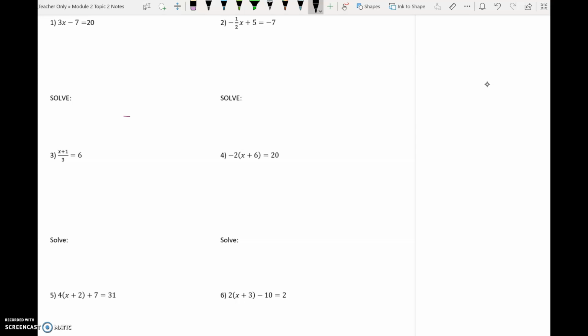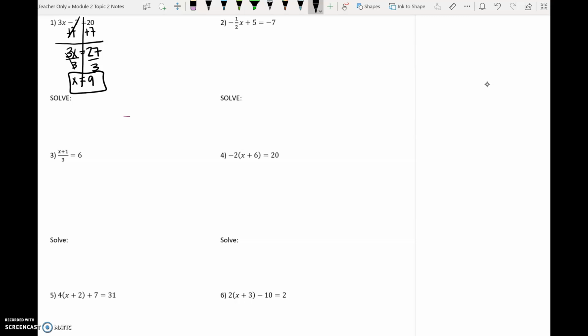So like in number 1, I have 3x subtract 7. 3 is closest to x and the subtract 7 is further away. So I'm going to start by doing the opposite. Always split my equation and I'm going to add 7 on both sides. This is going to make 3x equals 27. And then I have a one step operation. The inverse of multiplication is division. x is 9.